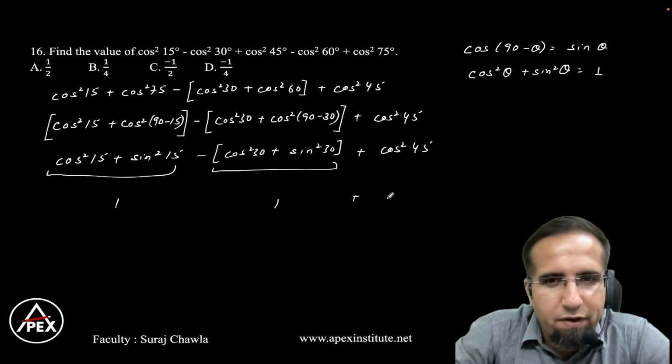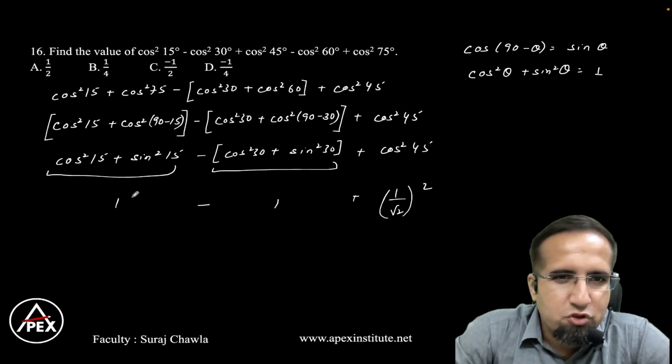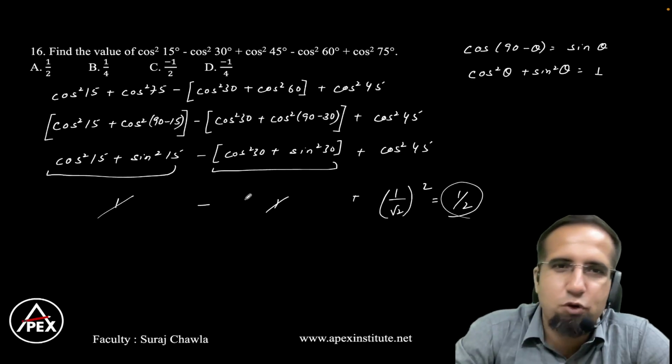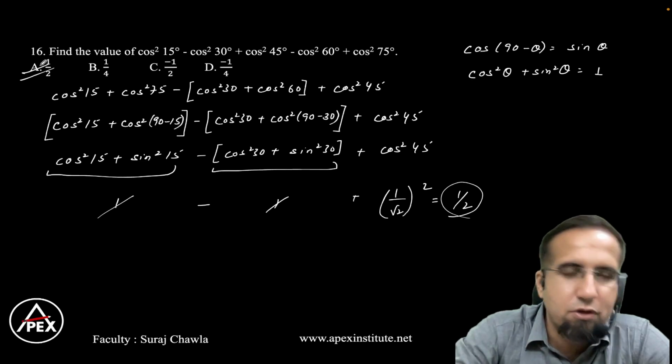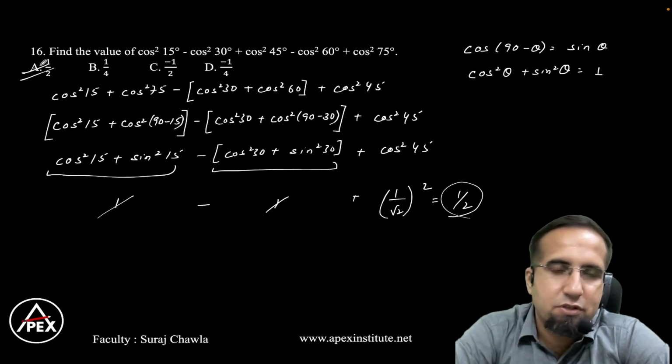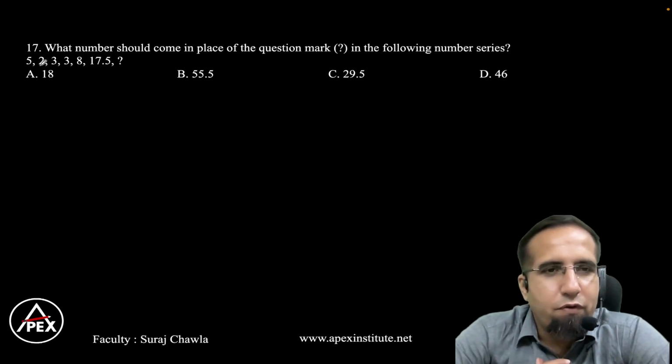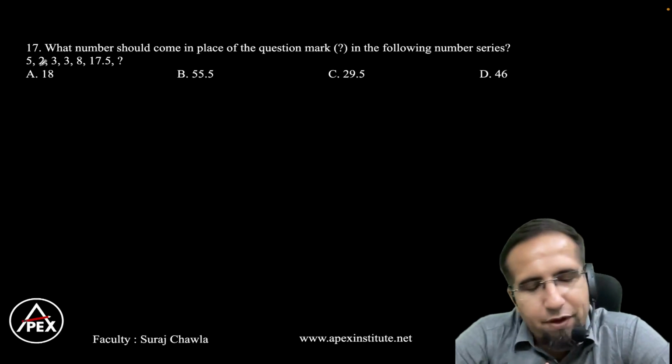Now cos square 45 is going to be (1 by root 2) whole square. So 1 minus 1 will get cancelled. (1 by root 2) whole square will eventually give you 1 by 2, and therefore 1 by 2 becomes our answer, and thus 1 by 2 becomes the final answer given to us. Right? Now a very important question, a very difficult one.